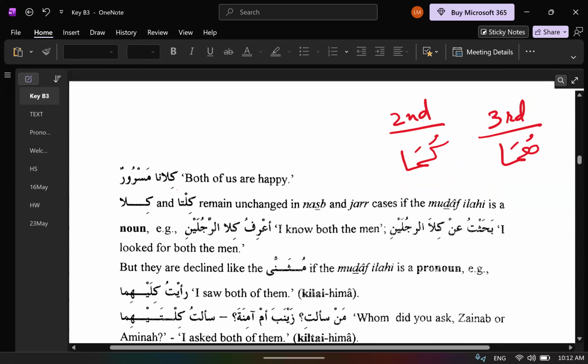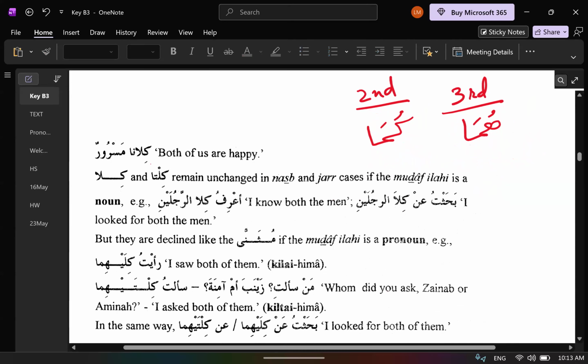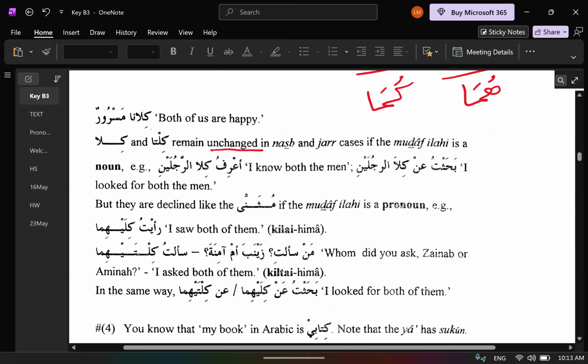So kila and kilta remain unchanged in nasab and jar cases if the mudaf ilayhi is a noun. If the mudaf ilayhi is a noun, then they are unchanged, meaning kila will not be kilay, or kiltai. It will be kilta. But if it is a pronoun, then it will change. So it's again a small point. Don't worry too much about it.